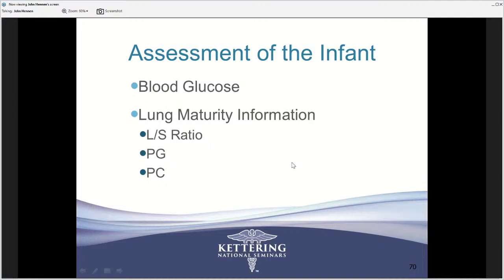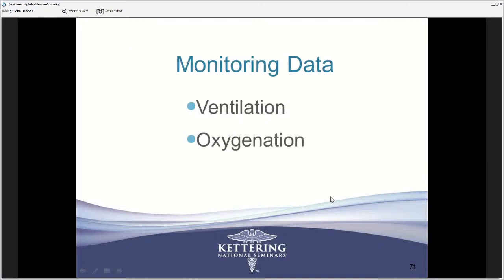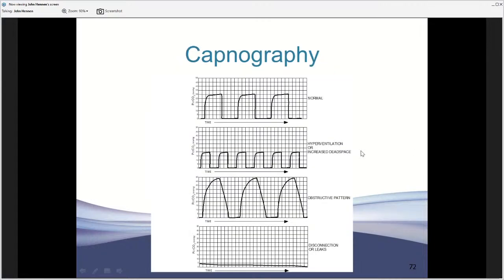All right, that finishes up the infant stuff. That brings us over to page 53, monitoring data. The first thing we're going to talk about, again, monitoring our first 2 life functions, which are ventilation and oxygenation. And so that's why we're talking about letter A first, which is capnography.